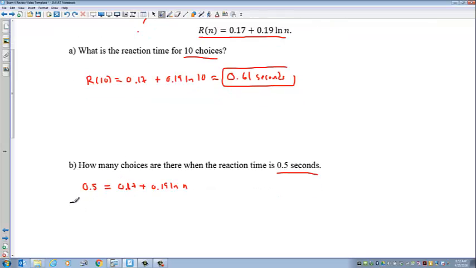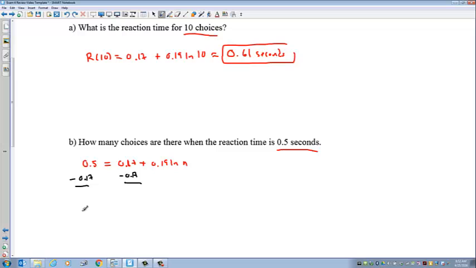To solve it by hand, we have to subtract 0.17 from both sides. We want to get ln by itself, basically. We do 0.5 minus 0.17, and you get 0.33 on the left, equal to 0.19 ln of n on the right. When you do the subtraction, you just take away a dime, basically 40 cents, and you take away 7 cents, and you have 33 cents. And then we need to get rid of the 0.19, so you divide both sides by 0.19.